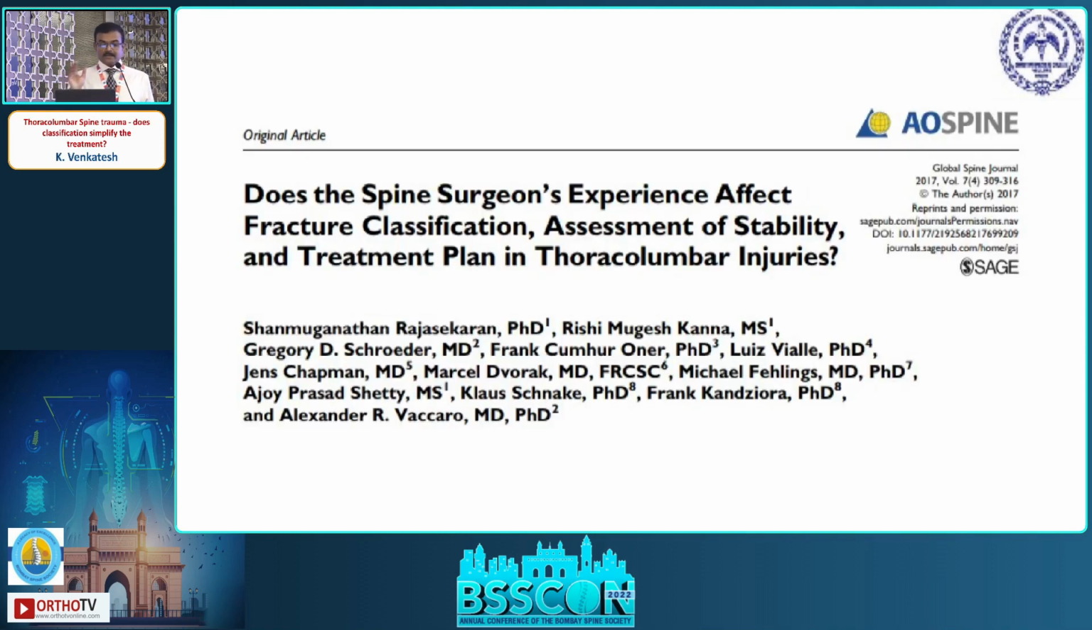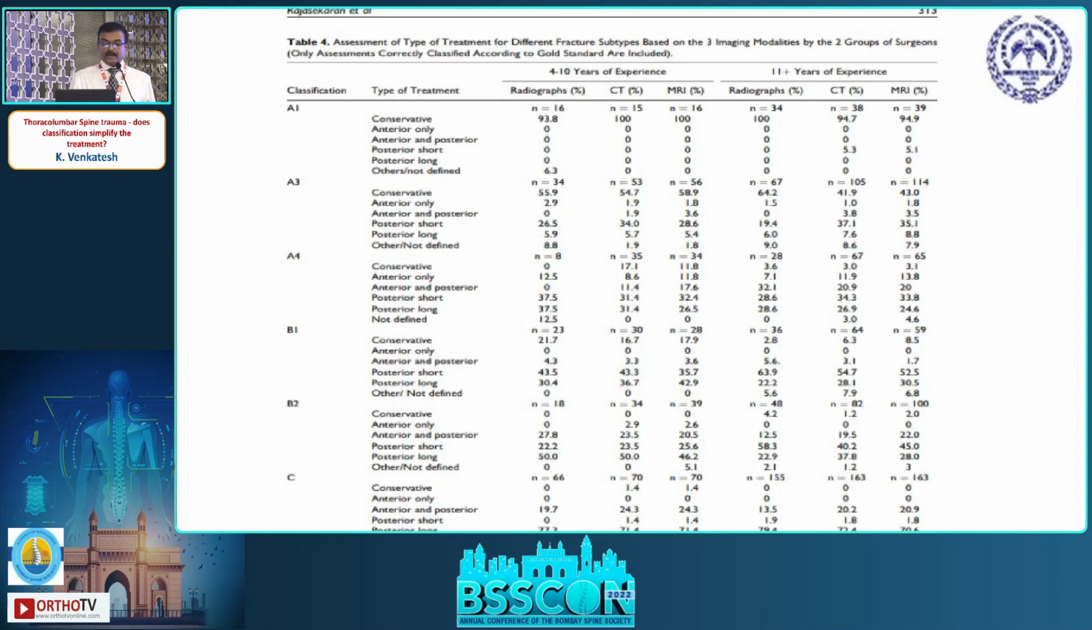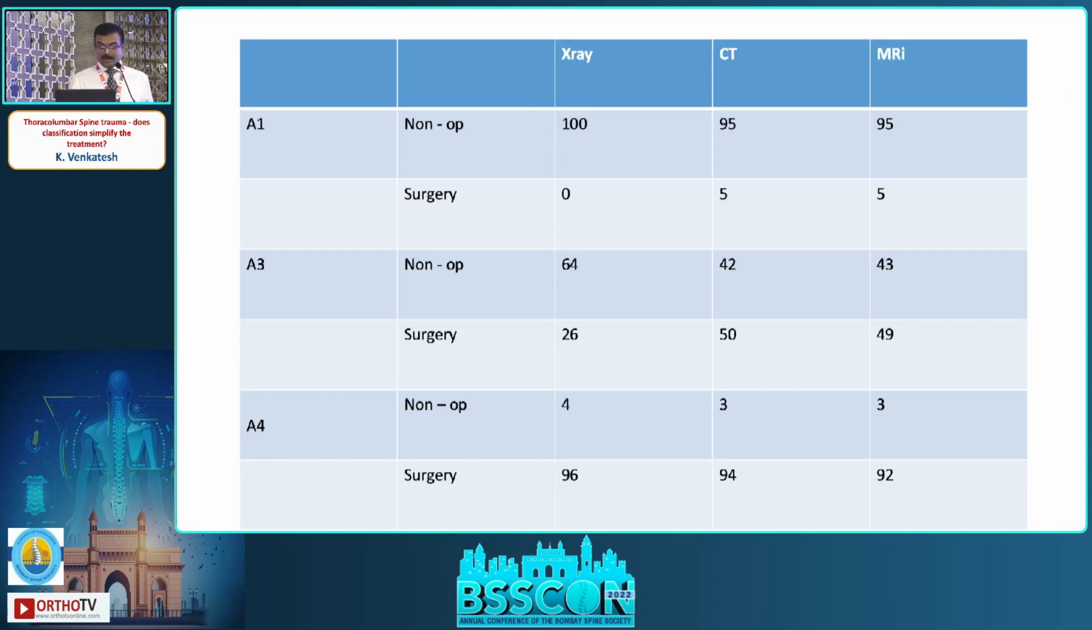We have to see these two articles. This is the article by Dr. Rajshekhar et al., where he asked: does the spine surgeon's experience affect the fracture classification, assessment of stability and treatment plan in thoracolumbar injuries? Very simple questions. So if you see this, if it is an A1 injury, everybody accepted. On seeing X-ray, 100% said no treatment. CT, they said no treatment. MRI, they said no treatment. Only 5% variation was there.